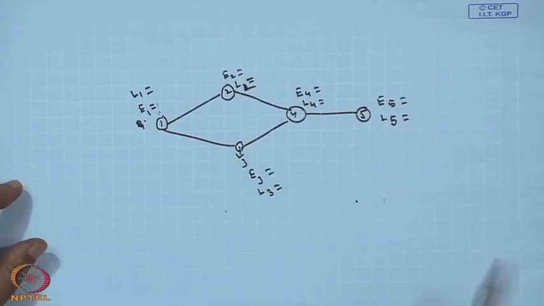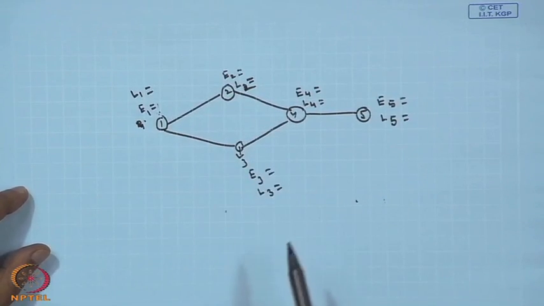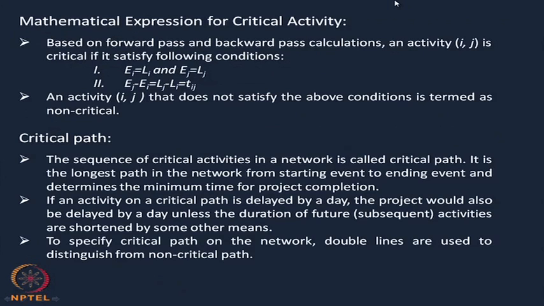So, now what are the critical activities, how to find them? Let us see the mathematical expression for the critical activity. First I am telling it mathematically, then I will explain through the figure. Based on the forward pass and the backward pass calculation, an activity ij will be critical if it satisfies the following condition. What is the condition? Number 1, Ei equals Li and Ej equals Lj.